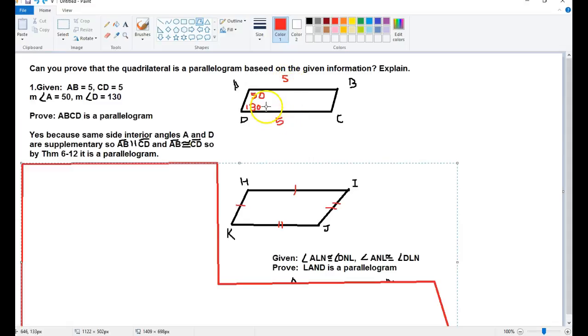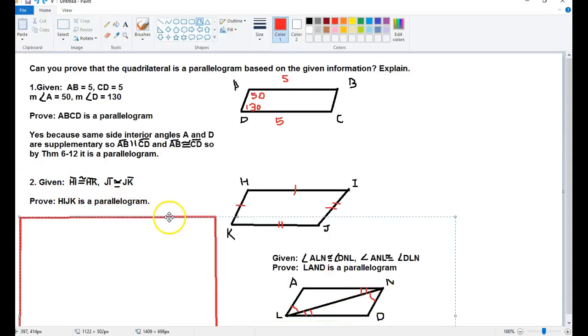we have angle A plus angle D are supplementary, so that makes AB and CD parallel, but they're also congruent because they're both equal to the same number. So this would be a parallelogram because of theorem 6.12. If the opposite sides are parallel and congruent, then it's a parallelogram.